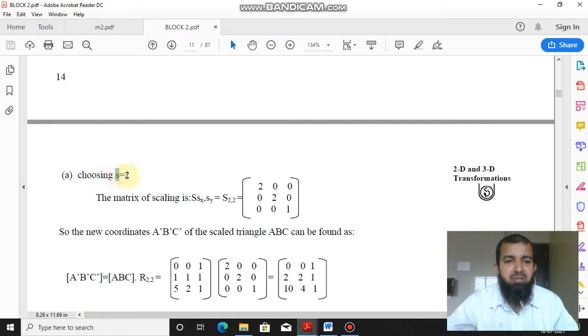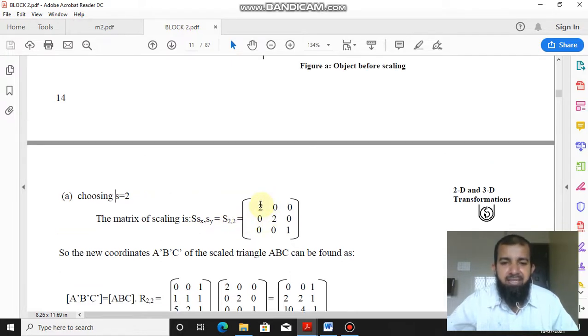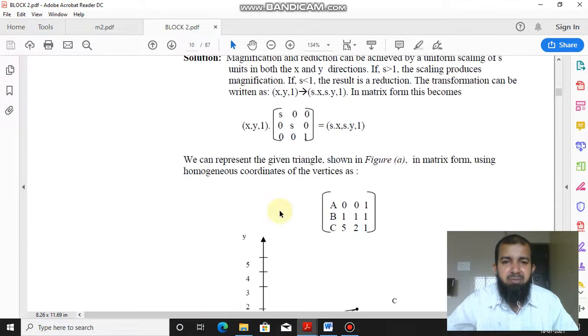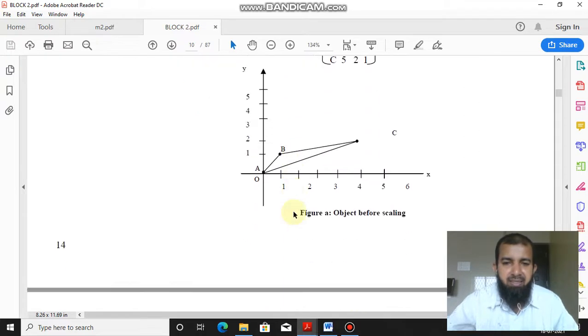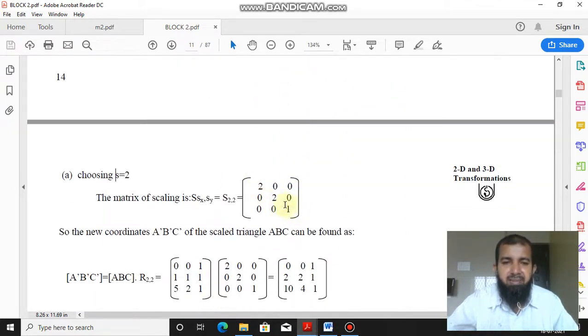Then choosing S equal to 2. One means uniform, 2 means double, half means half the size. Choosing S equal to 2, both Sx and Sy are 2, which means double. The matrix of scaling is S(Sx, Sy) equal to S(2, 2). Sx is 2, Sy also 2. Write the Sx value and Sy value here. This is the matrix of scaling.